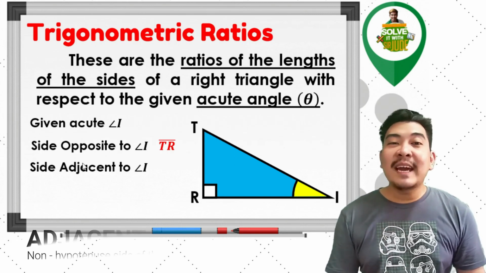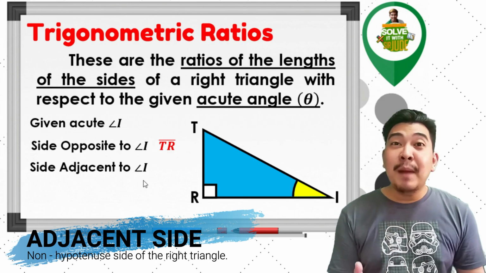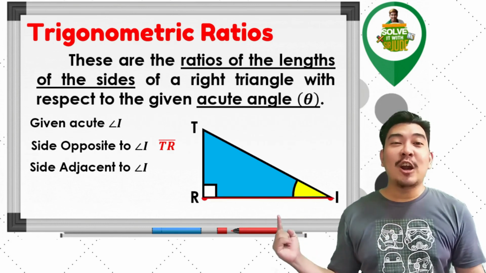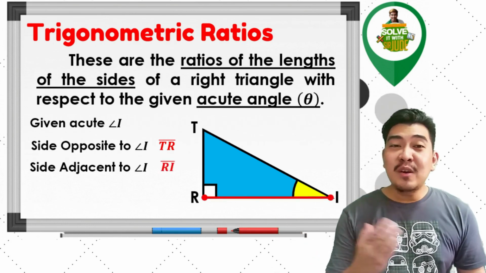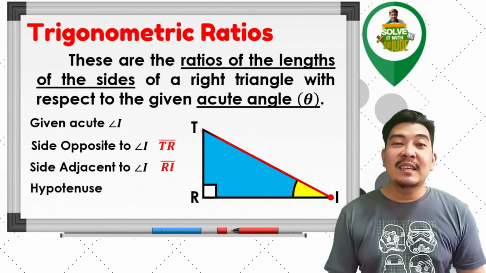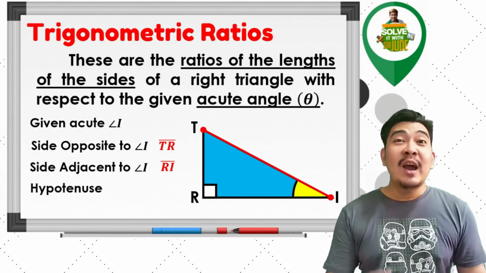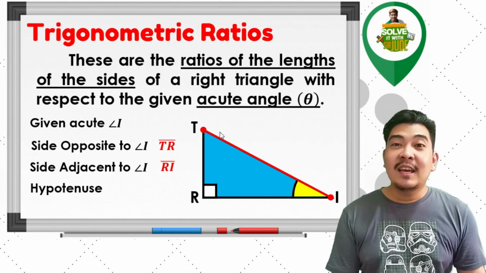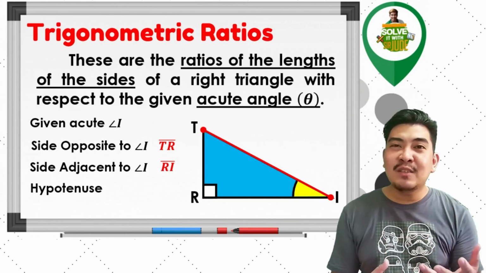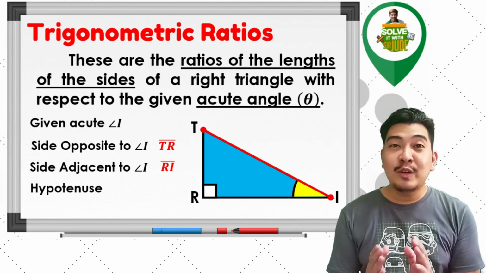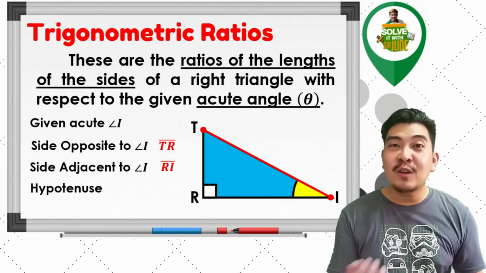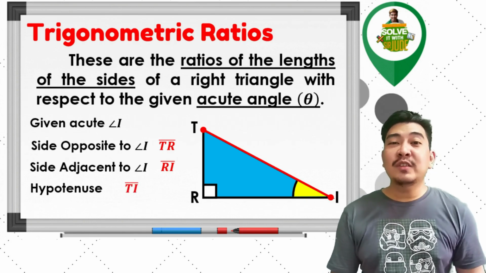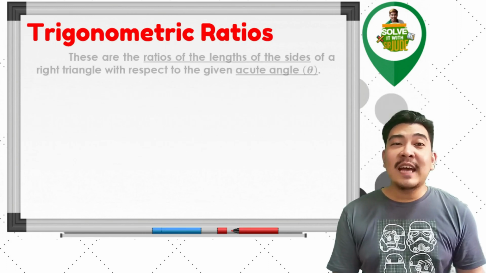When we talk about the side adjacent to angle I, we are speaking about the non-hypotenuse. Therefore, we will only include segment RI. Because we all know that the hypotenuse is the side opposite the 90-degree angle and is the longest side. In this case, the hypotenuse is TI. So kapag sinabing side adjacent to the given angle, hindi yung hypotenuse ang tinutukoy natin because hypotenuse has its own corresponding name.